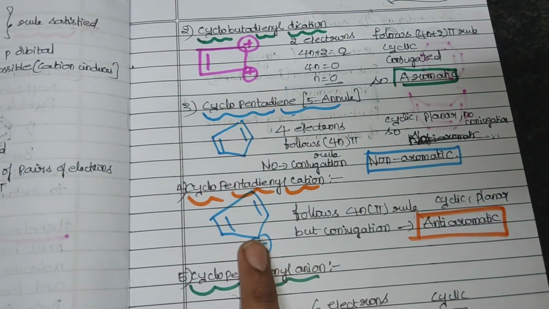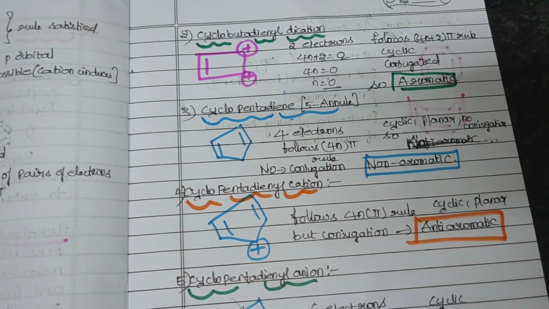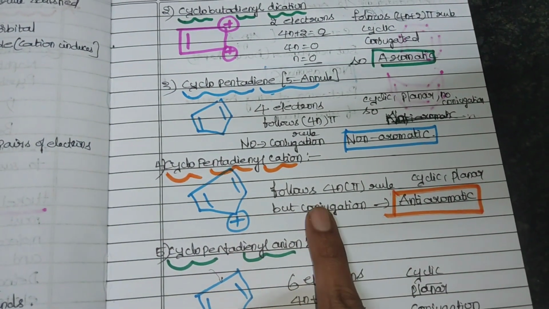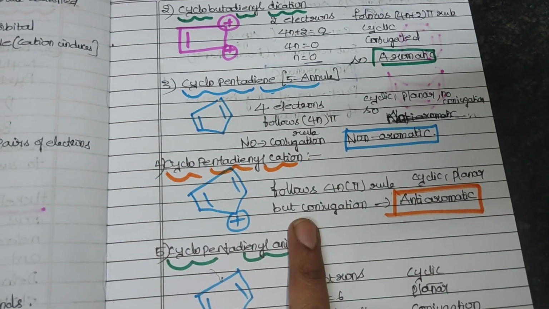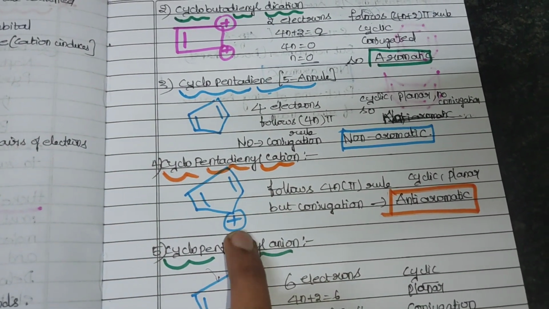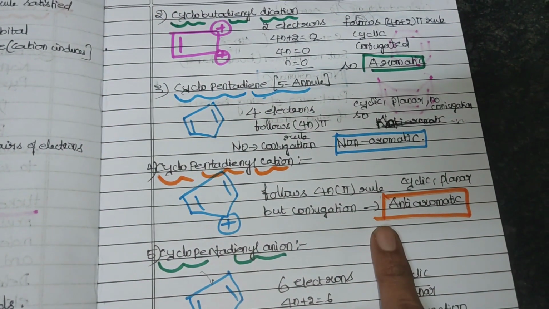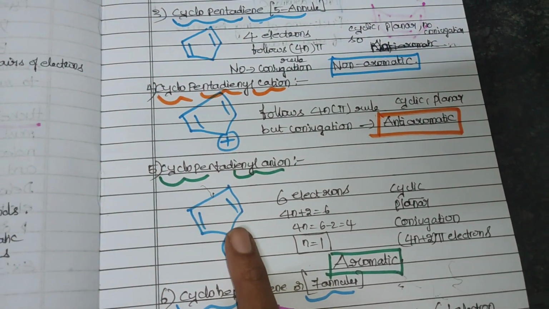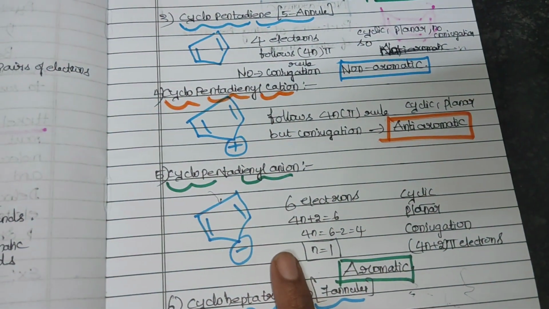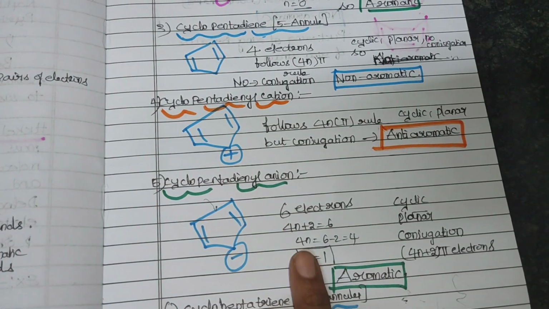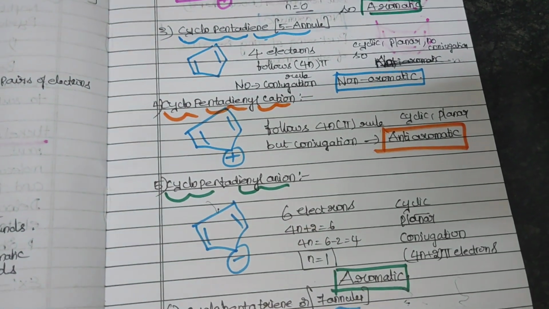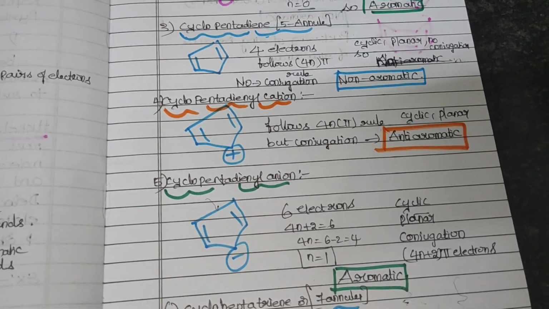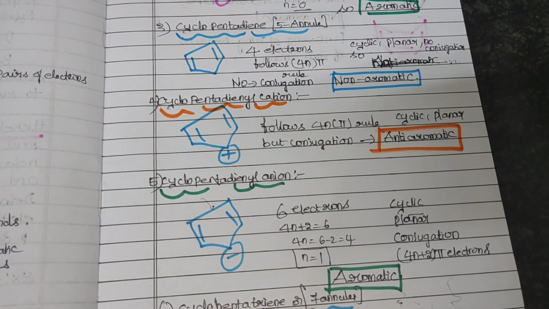When we take out an electron, it will become the cyclopentadienyl cation. Then it will follow the 4n pi rule, and conjugation is there because the cation will induce the conjugation. So it will become an anti-aromatic compound. Then if we add an electron, it will become the cyclopentadienyl anion. So 6 electrons like benzene, n is equal to 1, and it is cyclic, planar, and conjugated. We know that. So it is an aromatic compound.